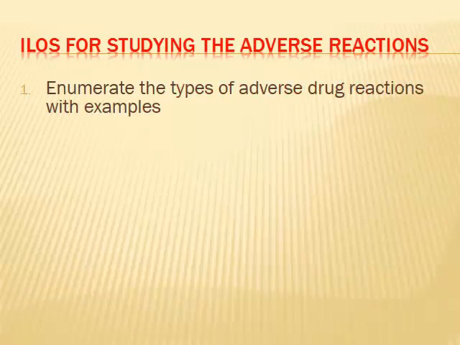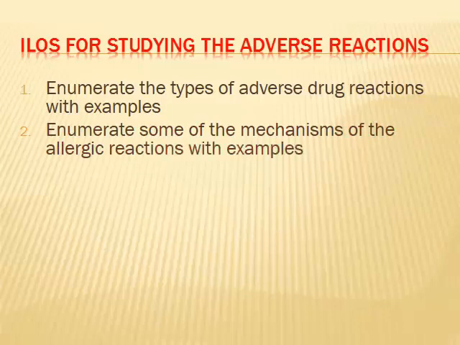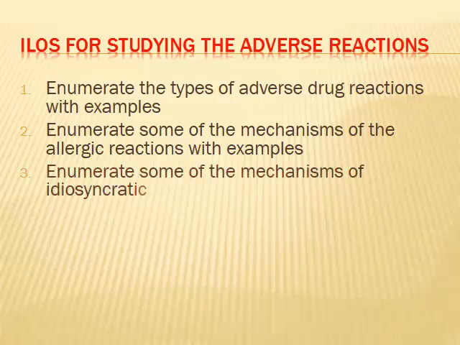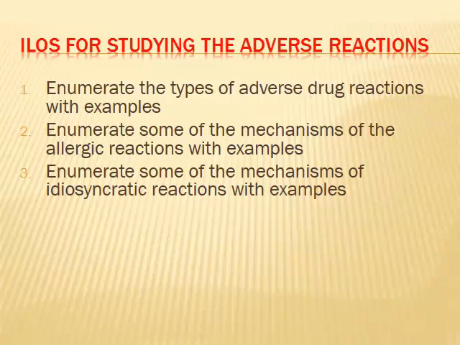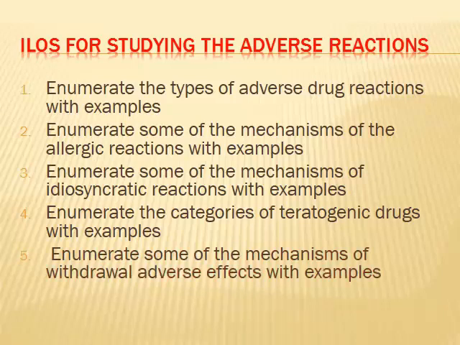By the end of this lecture, you should be able to: 1. Enumerate the types of adverse drug reactions, with examples. 2. Enumerate some of the mechanisms of the allergic reactions, with examples. 3. Enumerate some of the mechanisms of idiosyncratic reactions, with examples. 4. Enumerate the categories of teratogenic drugs, with examples. 5. Enumerate some of the mechanisms of withdrawal adverse effects, with examples.